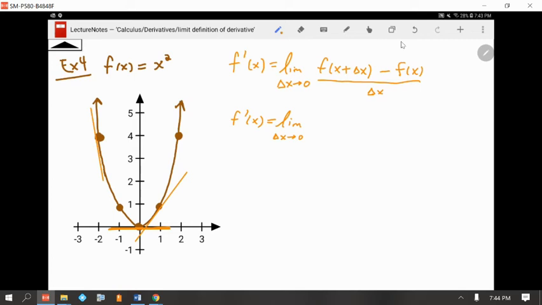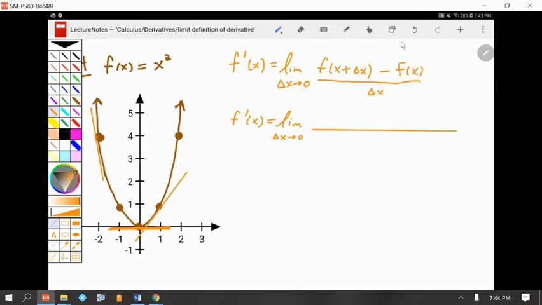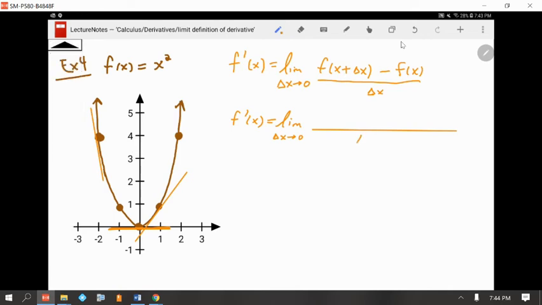So what's the more work? The more work is I do the limit as delta x approaches 0 of, with delta x in the denominator, and in the numerator f of x plus delta x minus f of x. That's your template. This is like a Mad Lib.